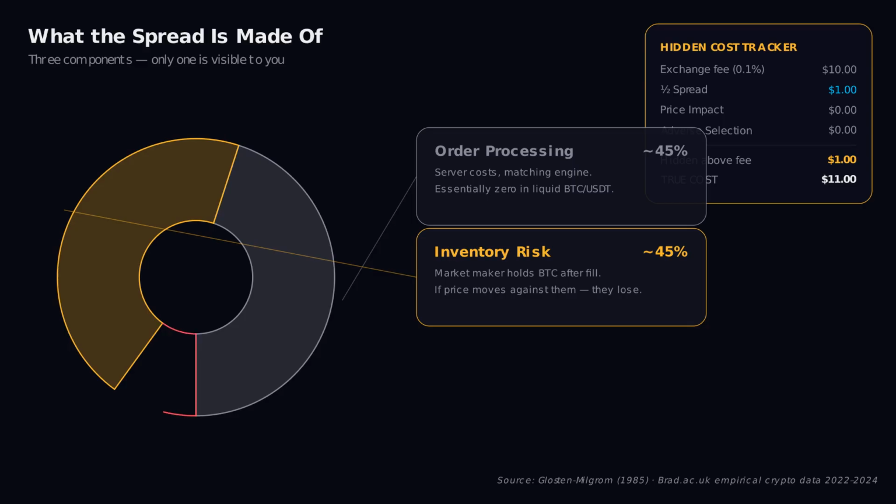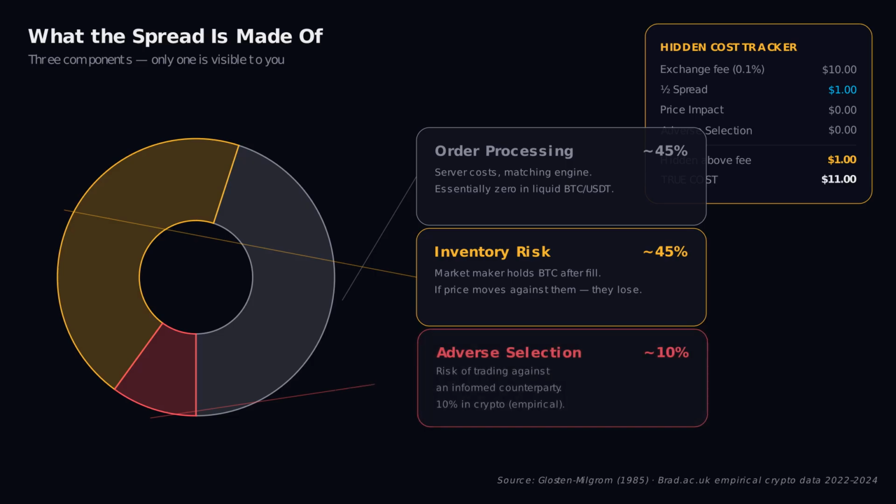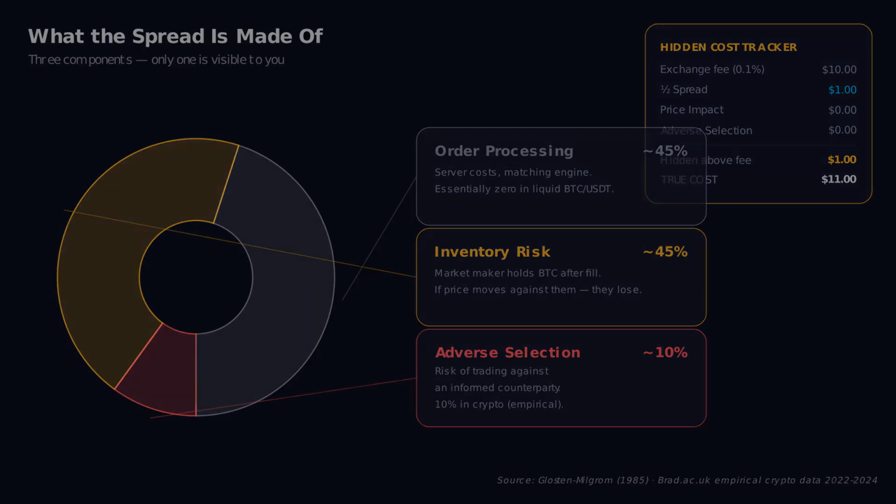Third, and this is where things get interesting, adverse selection. 10% of the spread on average in crypto markets. This is the cost of potentially trading against someone who knows something you don't. We will come back to adverse selection. It is the most interesting and the most insidious of the three.